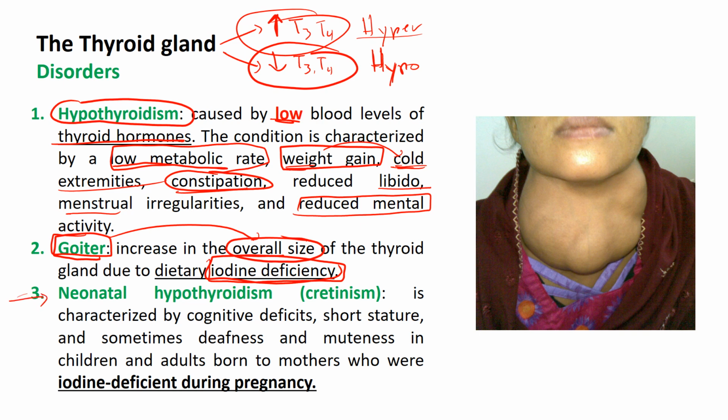And this other condition here, neonatal hypothyroidism, also known as cretinism, is what I mentioned before. When the mother has hypothyroidism during pregnancy, the baby will develop hypothyroidism. And I told you that thyroid hormones are extremely important for nervous system development. So the baby will have intellectual disabilities, cognitive deficit, short stature, sometimes deafness, and sadly, most of these symptoms are irreversible. So that's why one of the screening tests in a pregnant woman is to check the thyroid levels to prevent this in the baby. So neonatal hypothyroidism or cretinism is iodine deficiency during pregnancy.